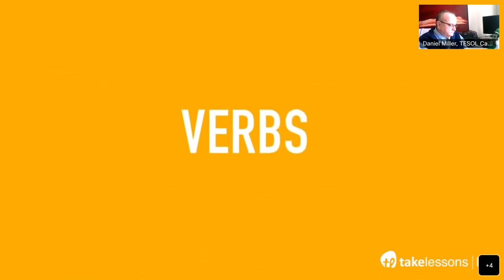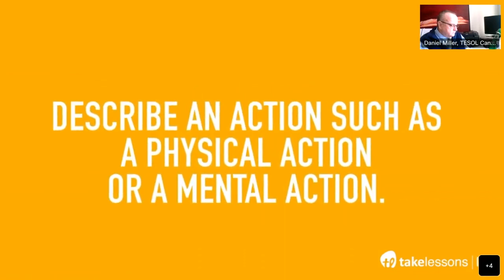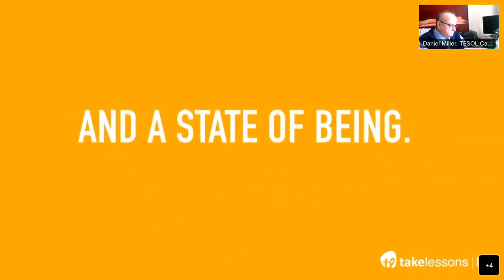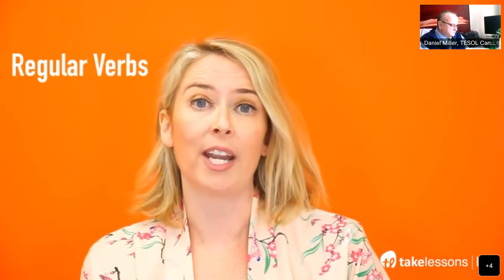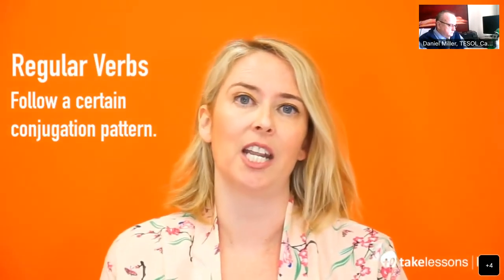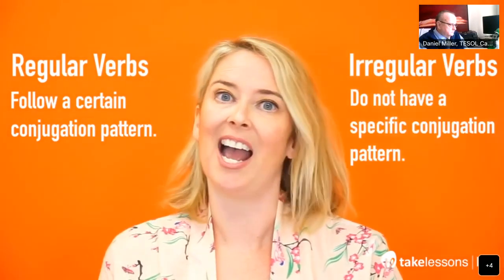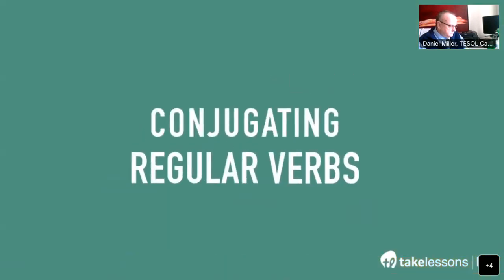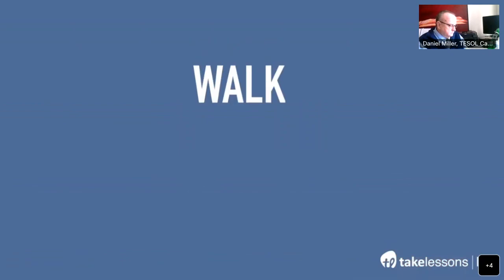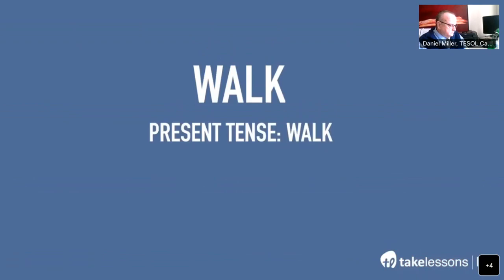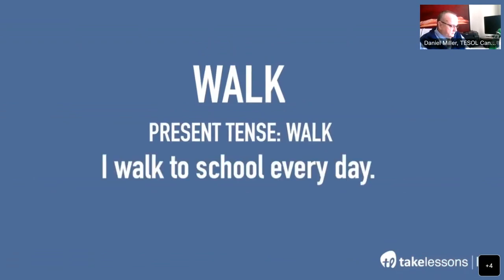Okay, let's talk about verbs. Verbs describe an action such as a physical action or a mental action and a state of being. Verbs can be changed from the present tense to the past tense and the future tense. There are 2 types of verbs: regular verbs that follow a certain conjugation pattern and irregular verbs that do not have a specific conjugation pattern. Let's look at the regular verb walk. In the present tense, walk is simply W-A-L-K. I walk to school every day.